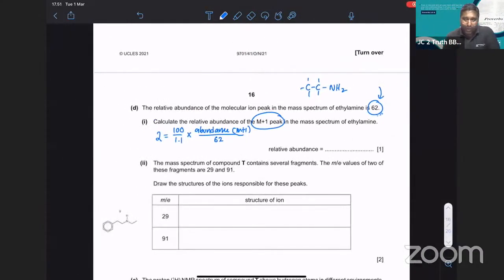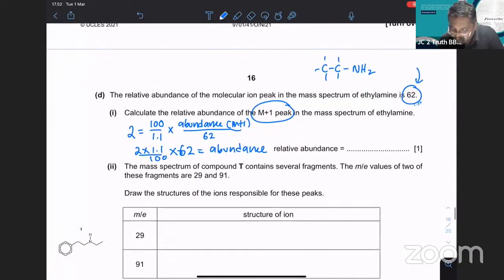So you will get 2 times 1.1 divided by 100, then times 62, equals the abundance. If you calculate, you will get 1.36. 1.36 is the relative abundance. You can calculate it yourself.